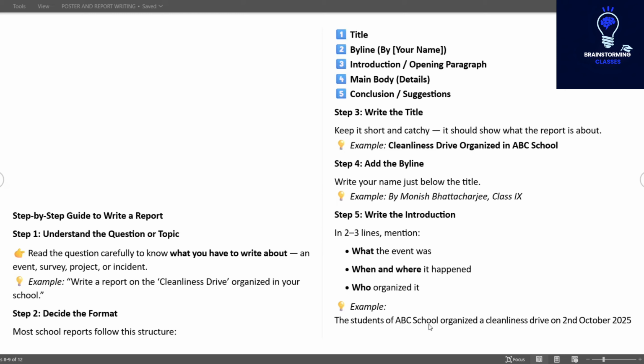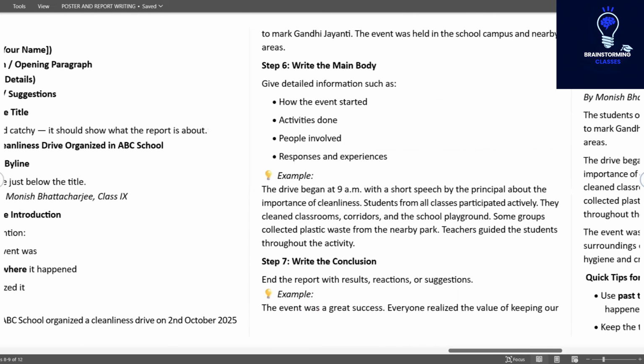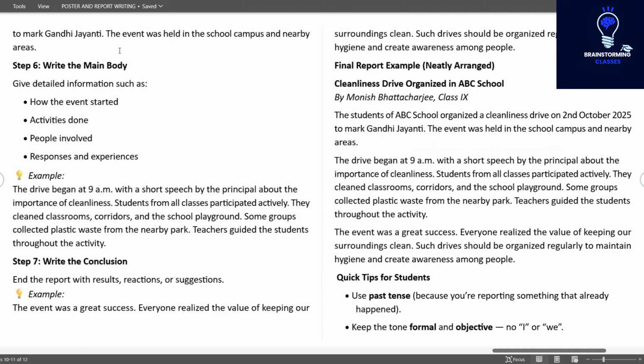For example, the students of ABC school organized a cleanliness drive on 2nd October 2025 to mark Gandhi Jayanti. Now, what is the event? That is Gandhi Jayanti. And who organized the event? That is your school campus, or your school committee and nearby areas.